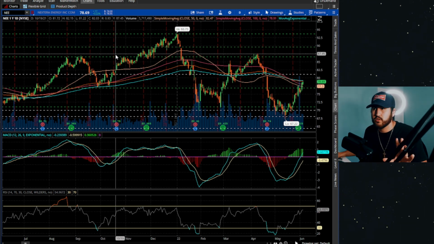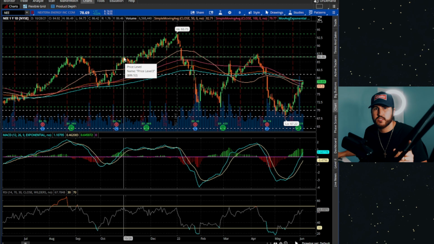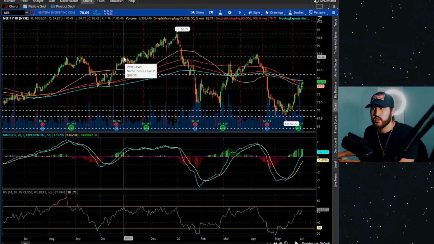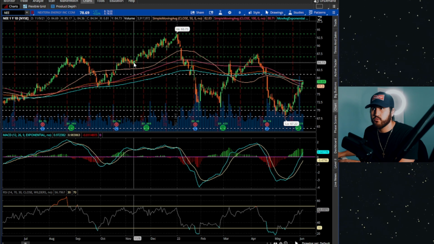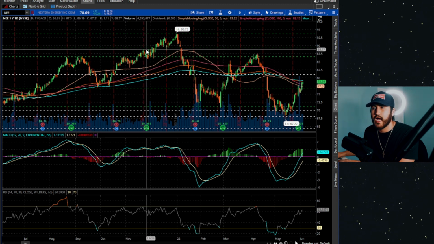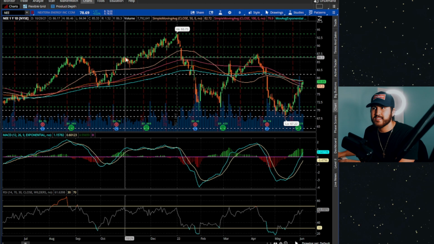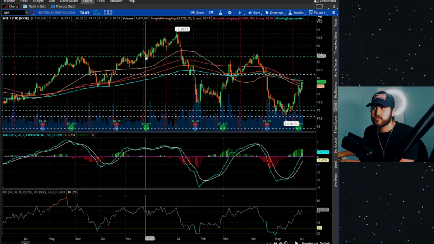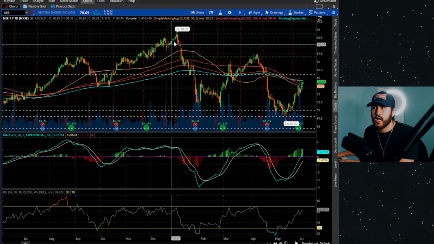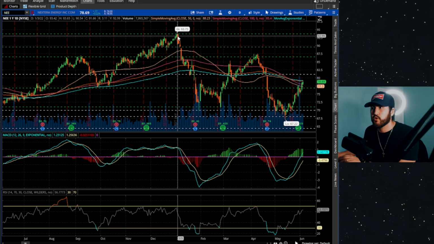Let's take a look at that a little bit more. So we had this resistance here. We could not break through it. We bounced off of it downwards. We got rejected. We moved down. Then we moved higher. We retested that prior resistance, which now acts as future support, and then we moved higher. So that's also very important to know.